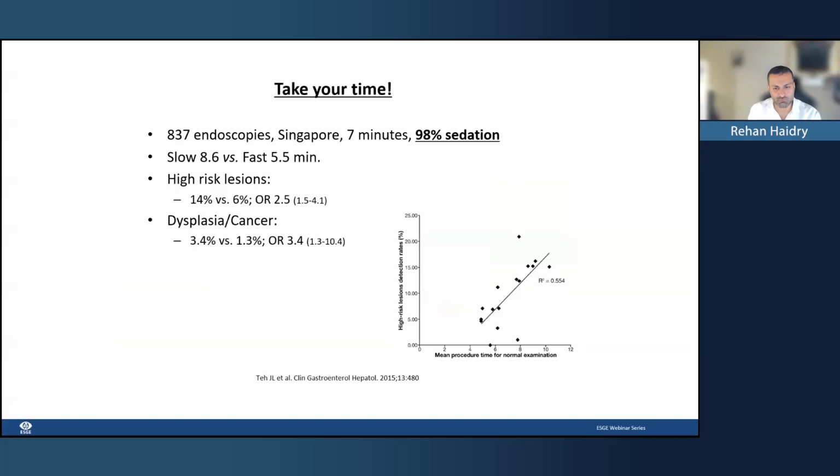And we need to be able to show that by a careful, well-timed inspection in sedated patients, we will pick up high-risk lesions. This was published some time ago by colleagues in Hong Kong: patients who had a very slow versus a fast examination would have a higher pickup. I don't think you need a study to tell you this.